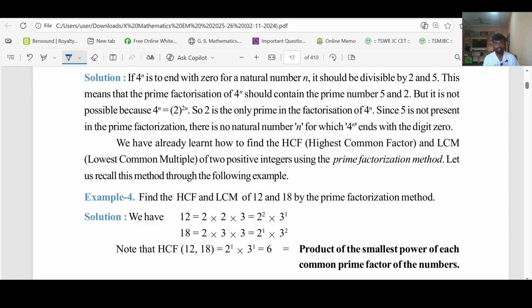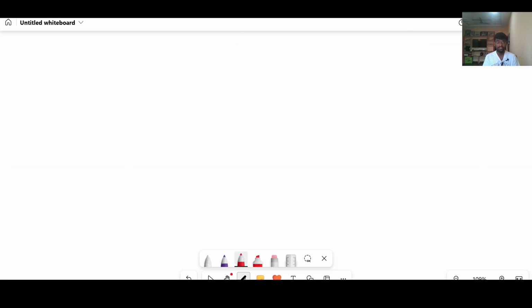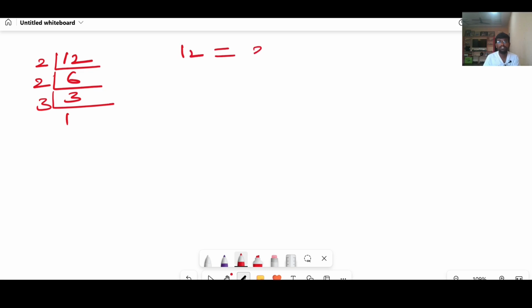Take 12 and 18. I will explain the prime factorization of 12 and 18, right? Look at here, 12: 2 sixes are 12, 2 threes are 6, 3 ones are 3. I can write the prime factorization of 12, as 12 is a composite number, right? Right now 2 into 2 into 3, right?